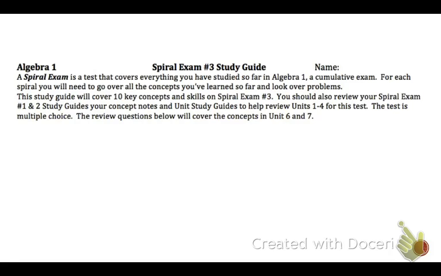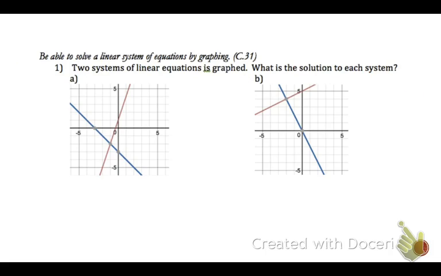So on this study guide, we're going to cover 10 key concepts and skills that will be on the exam. It's not everything that's on the exam, but it's the newest information from Units 6 and 7 that you've covered the past few months. Also, you want to look at your study guides from the Spiral Exams 1 and 2, your notes, and the unit study guides. That will help you get ready for the test. The test is multiple choice. It's on Math Excel. So here we go on our review of concepts of Unit 6 and 7.